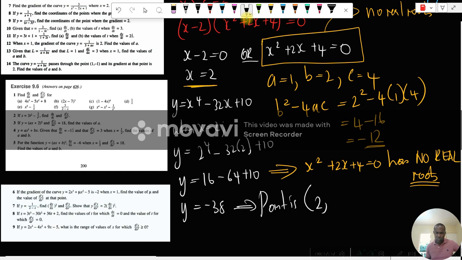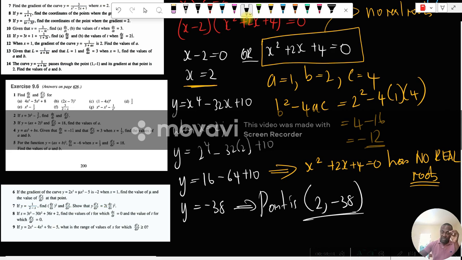is (2, minus 38). So by virtue of showing that the quadratic here has no real roots, it means that there's only one solution to that equation, and therefore only one point on the curve at which the gradient is equal to 0. You have to be able to analyze these questions and figure out exactly what is being asked and do it.